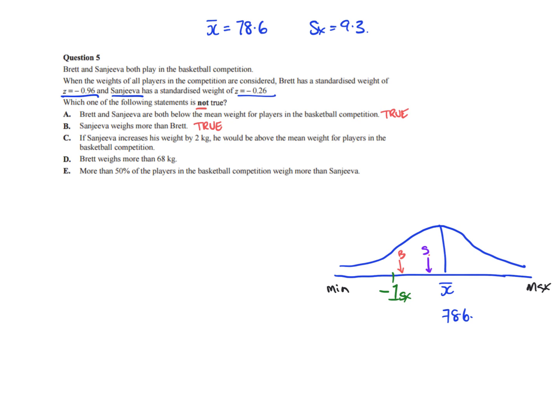So this is what we need to find: Sanjeeva's weight. So this is really saying his actual weight. So we could use that formula before where we said the mean plus the z-score times the standard deviation. So we've got all that data because it said in this question, it said 4 and 5, you use all the same data. So we're going to go, all right, 78.6 plus now Sanjeeva's z-score was negative 0.26.